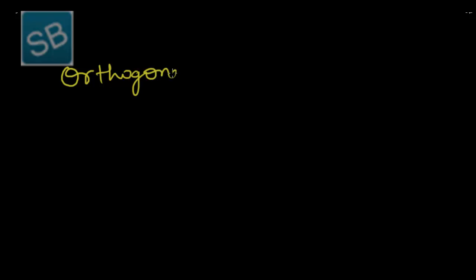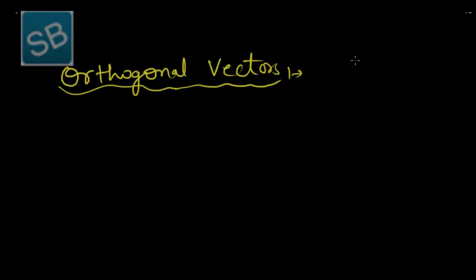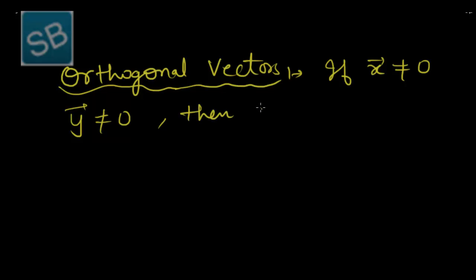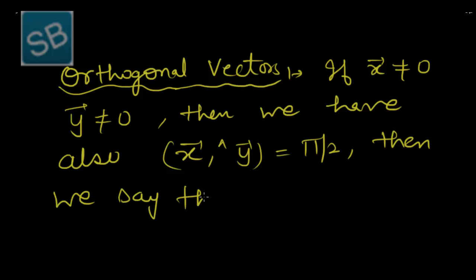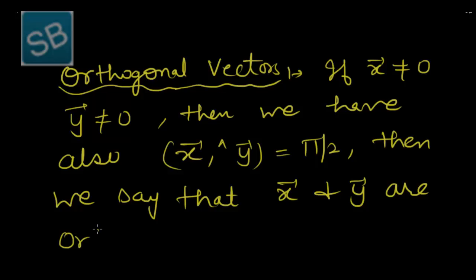Next is orthogonal vectors. If vector x is not equal to 0 and vector y is not equal to 0, that is, x and y are non-zero vectors, and the angle between vector x and vector y is pi by 2, then we say that vector x and vector y are orthogonal vectors.